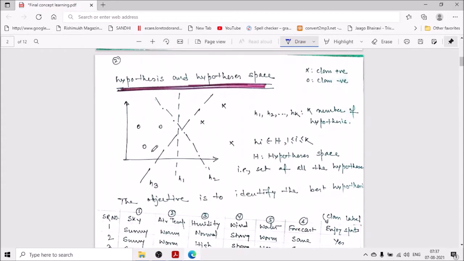Next we'll discuss hypothesis and hypothesis space. Suppose we have a data set. Say this is our negative data set, and these are positive data sets. Now we may identify a line that divides these two classes properly. We may use this particular line, or we may use that particular line to separate the two classes.